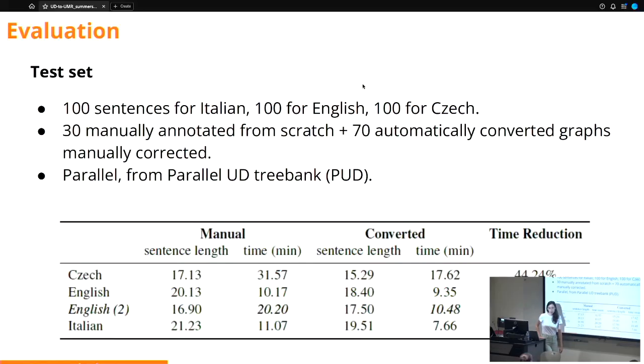Did you look for the inter-annotator agreement? No, we didn't. We could have for English only, because for Italian there was just one annotator. For Czech, 3 annotators, but they annotate different subsets. With English we would have, but we just didn't.